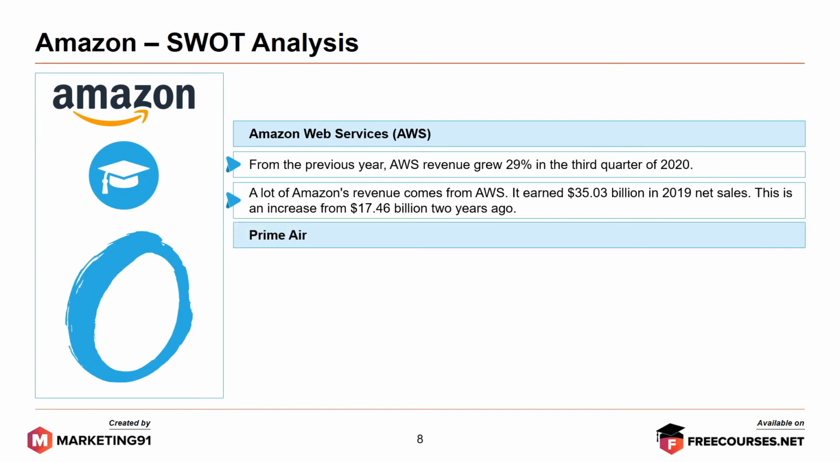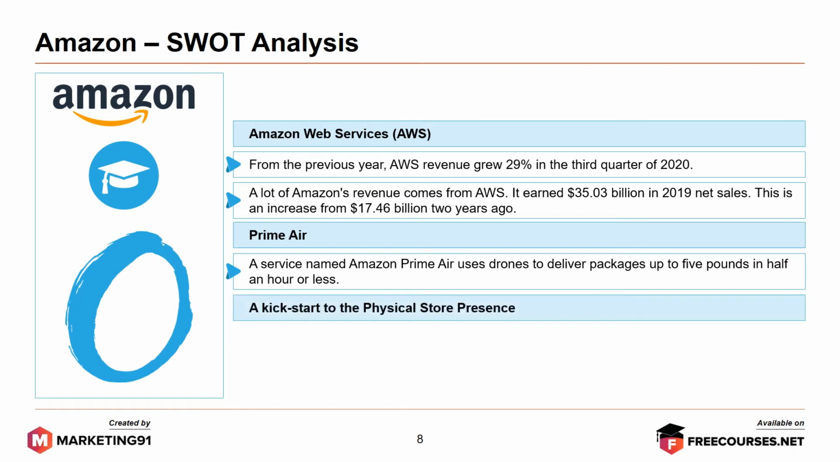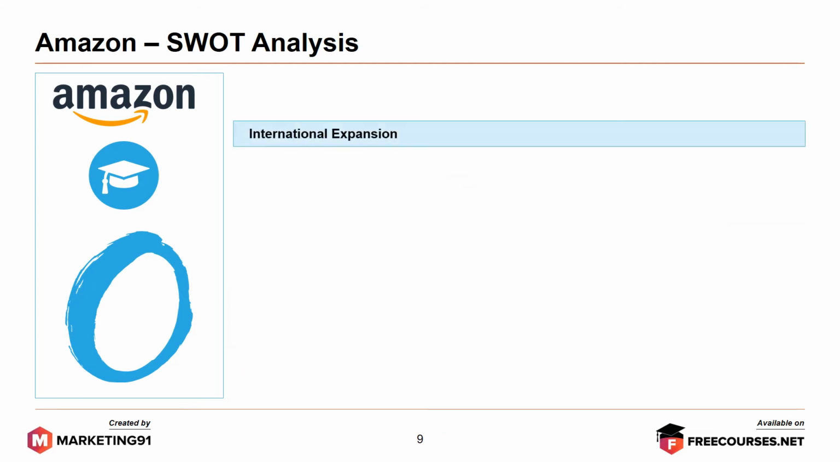The next thing in the pipeline is Prime Air. A service named Amazon Prime Air uses drones to deliver packages up to 5 pounds in half an hour or less. And next, another opportunity lies in the kickstart to physical store presence, which includes the recent acquisition of Whole Foods. Next, international expansion. Amazon can grow in developing markets.